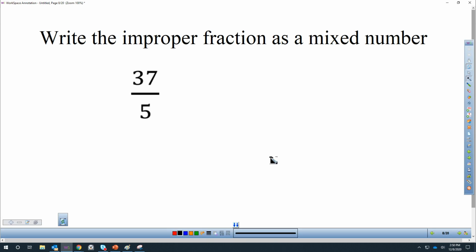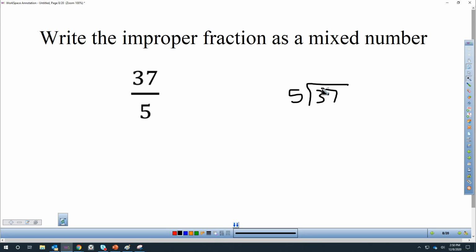Okay, so we're going to talk a little bit more about how we change an improper fraction into a mixed number. So here's our improper fraction, and again, we know it's improper because the top number is bigger than the bottom number. Okay, that's how you can tell if it's improper. And to get it into a mixed number, I'm just going to do long division. So I'm going to take 37 and I'm going to divide it by 5.